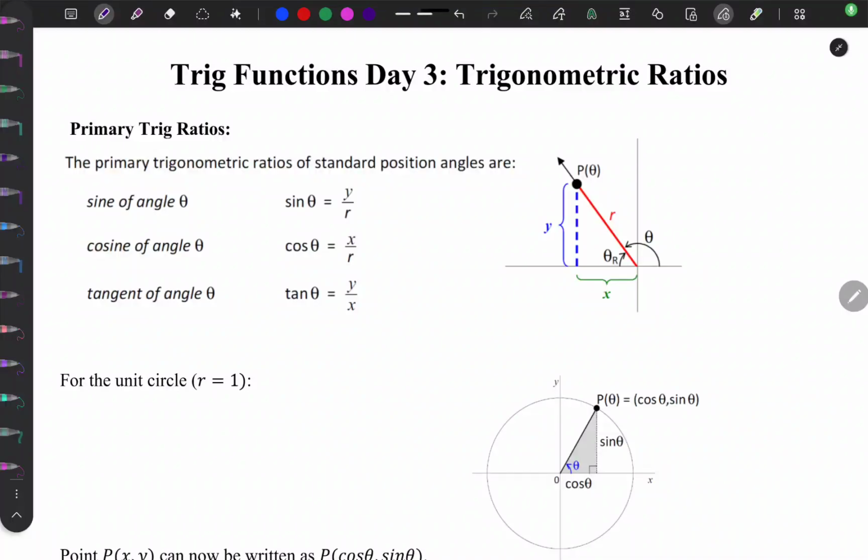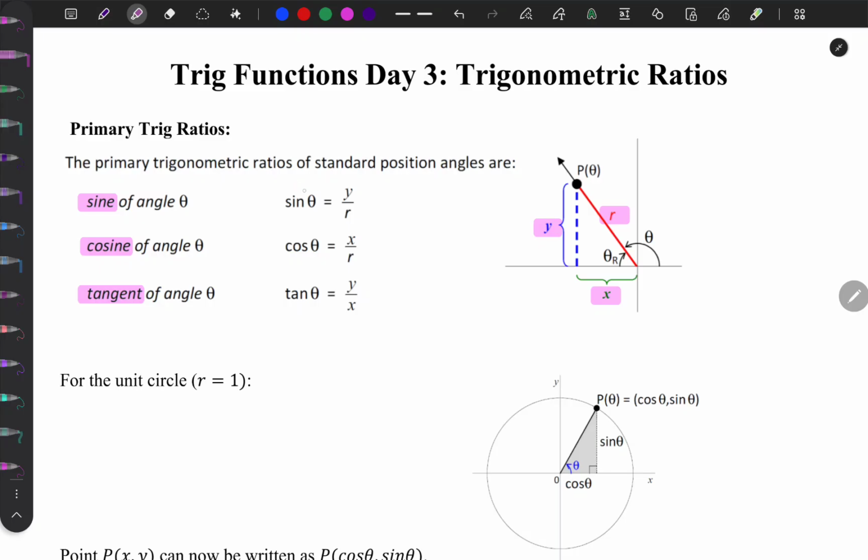Start today by refreshing our knowledge of the primary trig ratios. For an angle in standard position, we have three primary ratios: sine, cosine, and tangent. And we write formulas for them in terms of x, y, and r. This allows us to have negative values for x and y when we draw this angle on a coordinate plane.